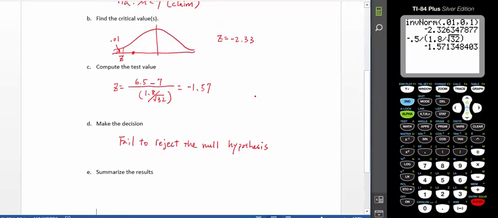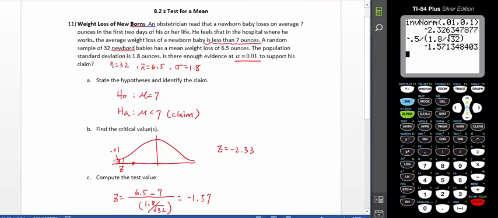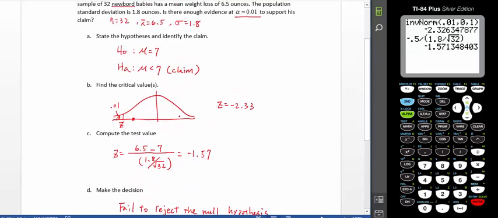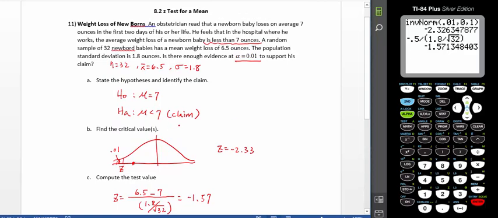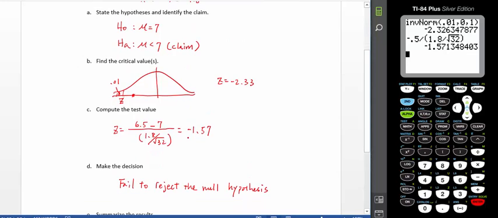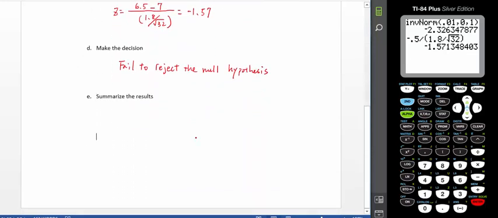Summarize the results. So since we failed to reject the null hypothesis, we would say we don't have enough evidence. Your final sentence is always relating back to the claim. So if I fail to reject the null hypothesis, we don't have enough evidence to support the claim that the newborn loses less than 7 ounces. So let me write that out.